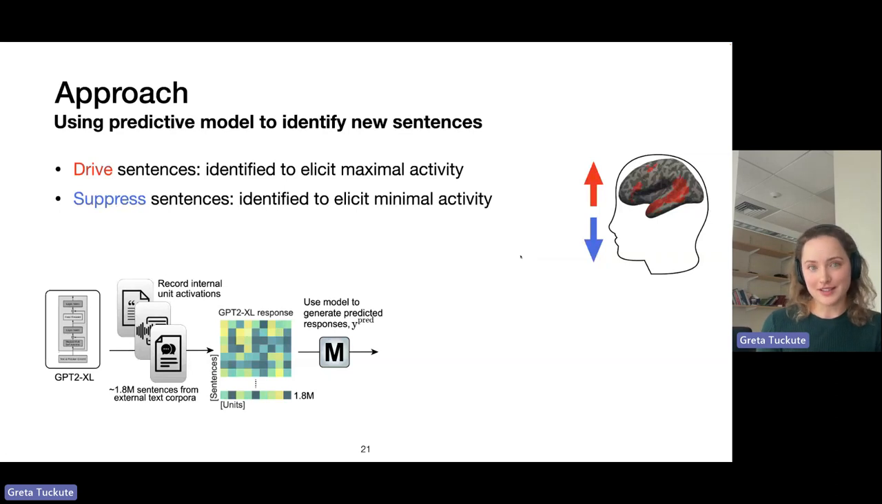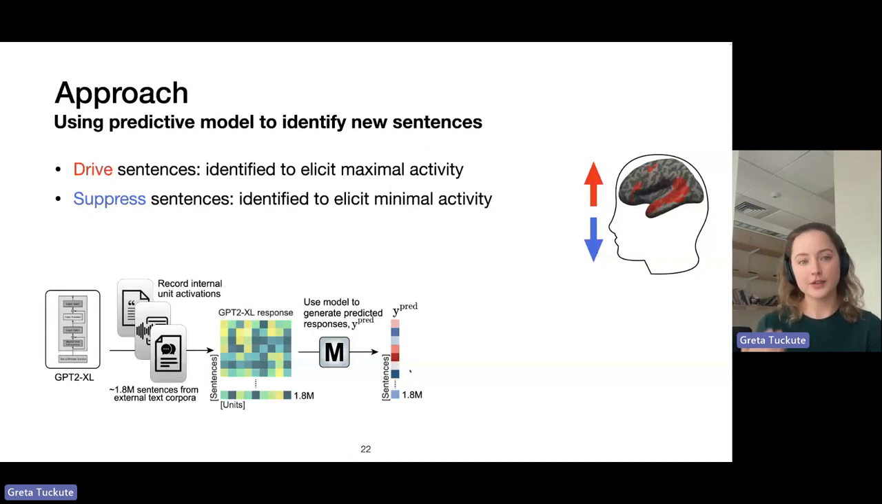For each of these 2 million sentences, we feed these sentences through our model, GPT, and then we obtain the representations associated with each of these almost 2 million sentences. And now we can leverage our predictive model to generate predicted brain responses for each single one of these almost 2 million sentences. That means that across all these sentences, we can obtain a predicted brain response. And this prediction means what is the associated brain activity given the sentence as fitted by our predictive model.